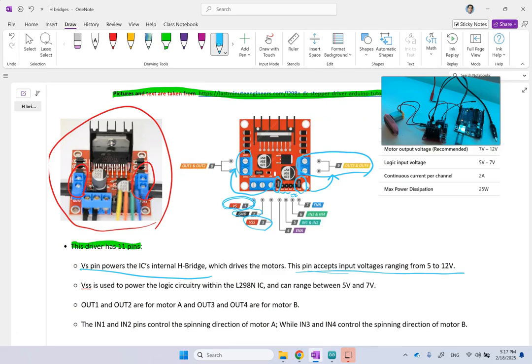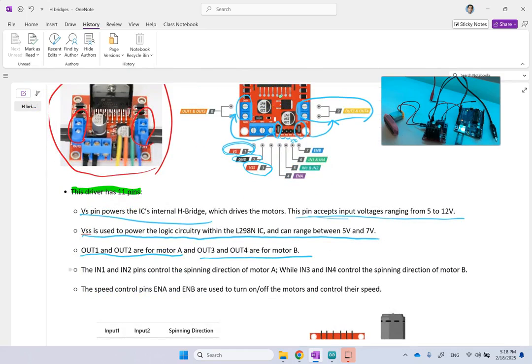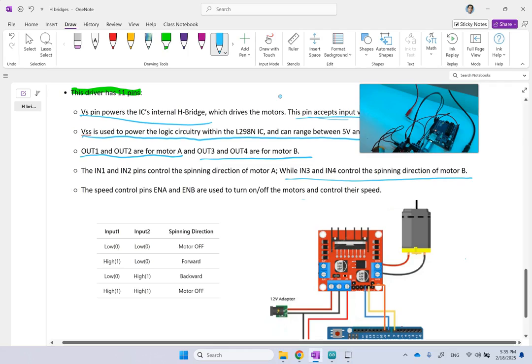We also have a VSS here on the right, which is used to control the logic circuitry. Then, as I said, OUT1 and 2 are for motor A, 3 and 4 are for motor B, and then IN1 and 2 are for the direction of motor A, IN3 and 4 for the direction of motor B, and then enable A and enable B are to turn on and off and control the speed of motors A and B with PWM.